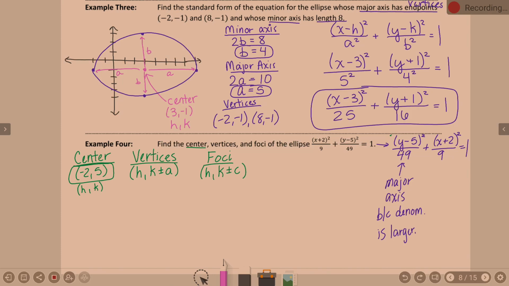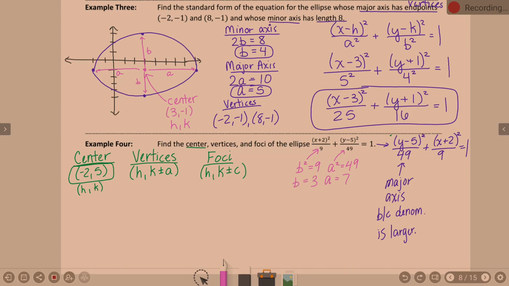Seven. A is 7. Okay, good. So right here, that 49, that is your A squared because it's bigger. So if A squared is 49, then yes, A is 7. Okay? What is B? Okay, so my smaller one, B squared is 9. So yes, B is 3.